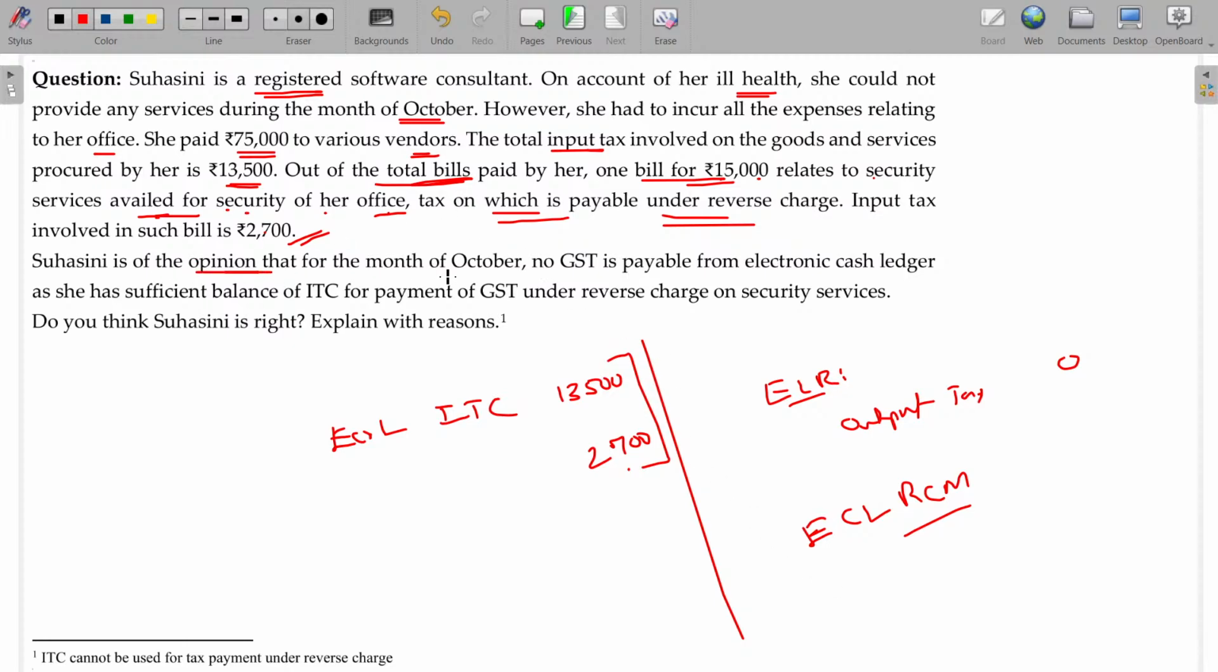Sahasri is of the opinion that for the month of October, no GST is payable from the electronic cash ledger as she has sufficient balance of ITC for payment of GST and reversal. So the GST payable on RCM basis is 2,700. She has sufficient ITC balance, so she thinks it is not required to pay. No. The RCM basis payment will always be made through the electronic cash ledger only, though she has sufficient ITC balance. Clear? So with that, the payment of tax chapter is completely over.